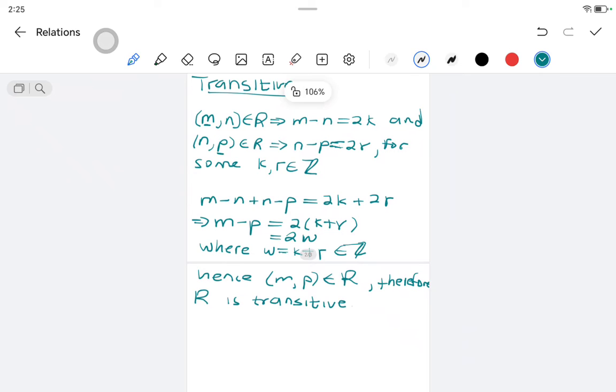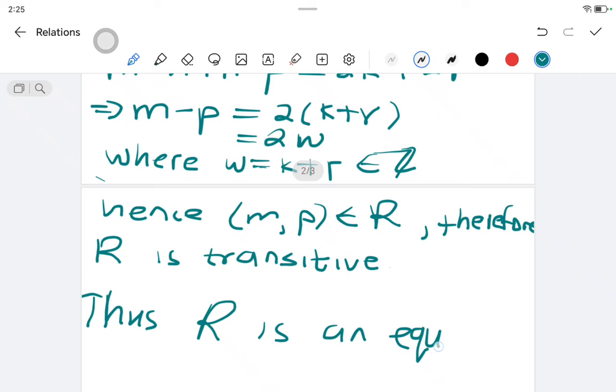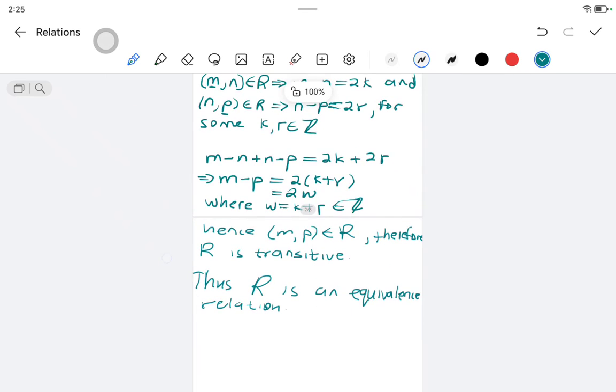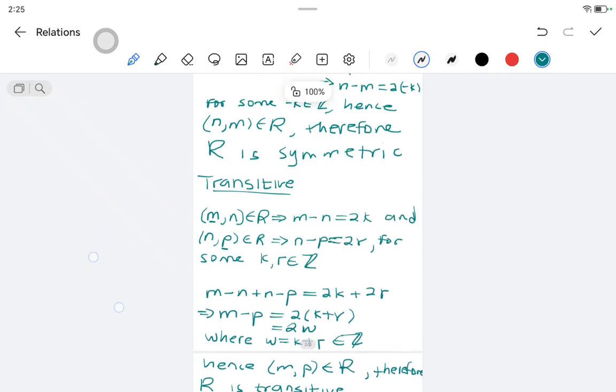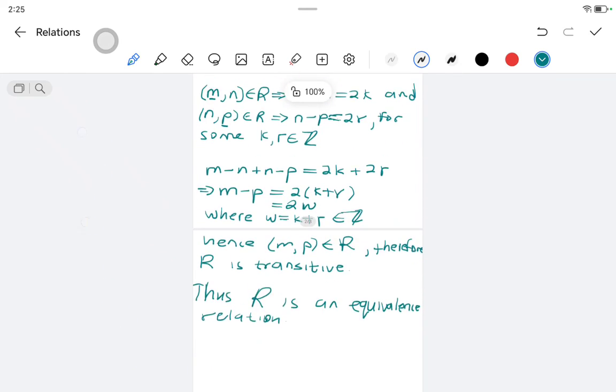Since R is transitive, we can say hence R is an equivalence relation. So that's how the solution goes. We checked if it is reflexive, symmetric, and transitive.